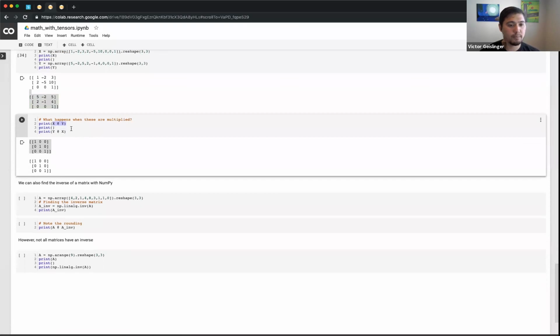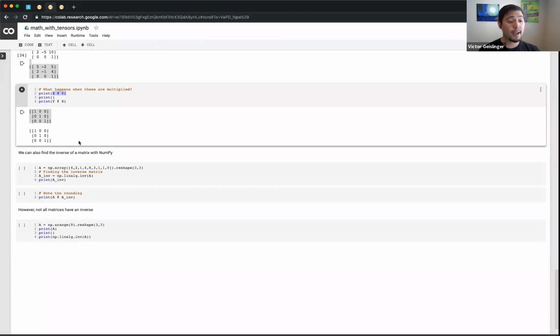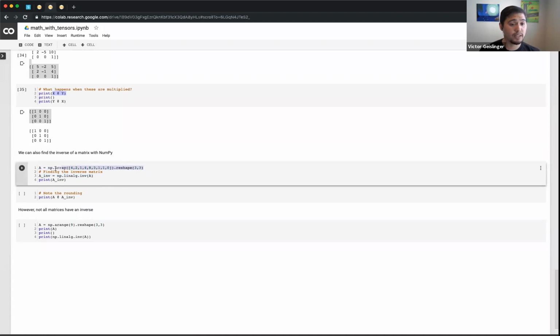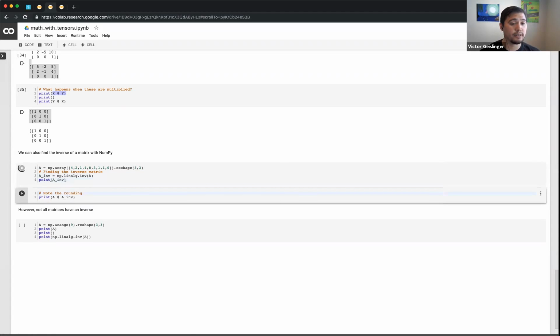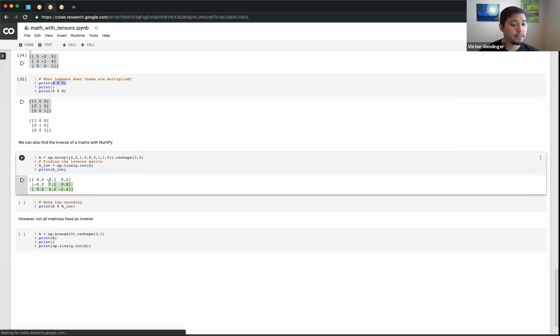Okay. So anyway, if you wanted to find the inverse of a matrix, I defined this matrix here, and it's a 3 by 3. You can use NumPy's linear algebra module right here to find the inverse. You'll see that the inverse is not very pretty. It's got these extra decimals, and there's actually an algorithm trying to find what the inverse is.